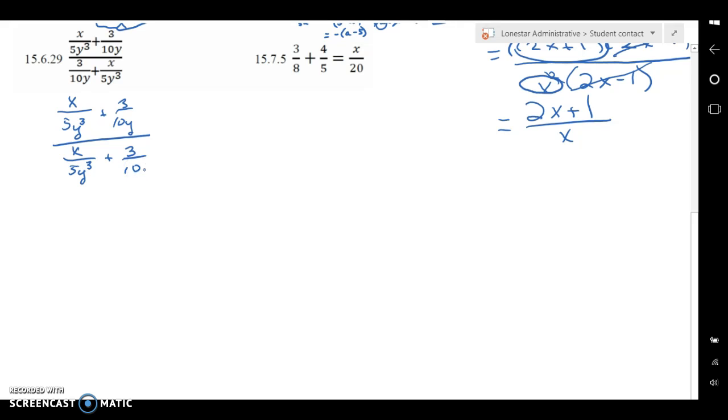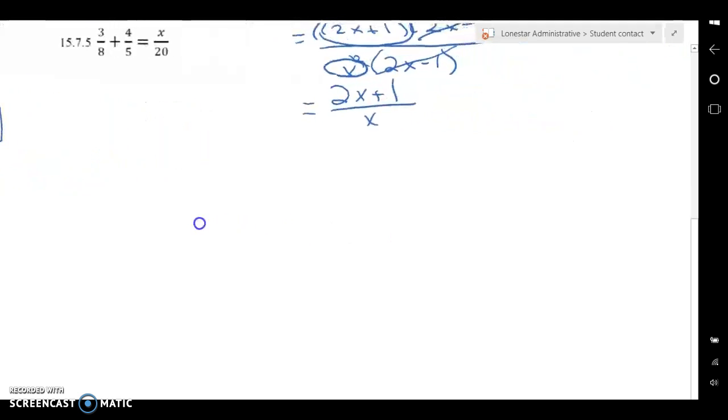Okay, so now if you look, we have this binomial and this binomial, and they're identical, so we can cancel them, and that equals 1, and that's all there is to that problem. Okay, let's look at the next problem.